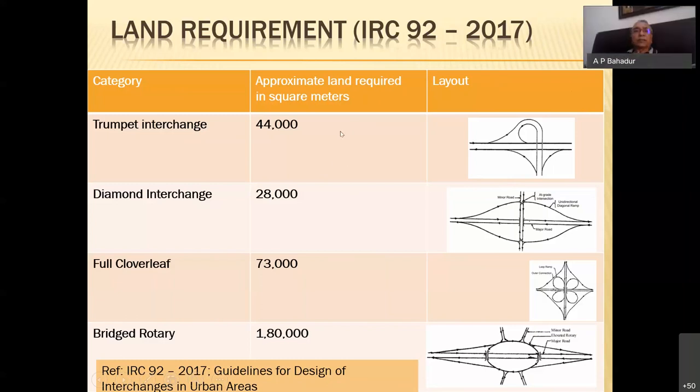So this is some idea. The trumpet requires 44, and the diamond requires 28,000 square metres. So as you can see here, the least land requirement is for the diamond interchange. So for the Indian situation, I would strongly recommend the adoption of a diamond interchange. And I can tell you that even in the US, the diamond interchange is quite popular, unless there is, as I told you, an interchange between an expressway and an expressway. So for the Indian situation where we have fewer expressways right now, the diamond interchange is cheaper, needs less land, and is much simpler to operate and provide for.